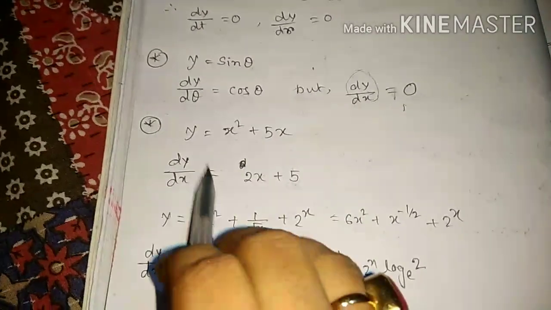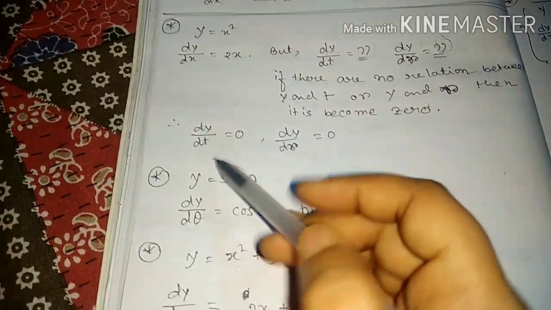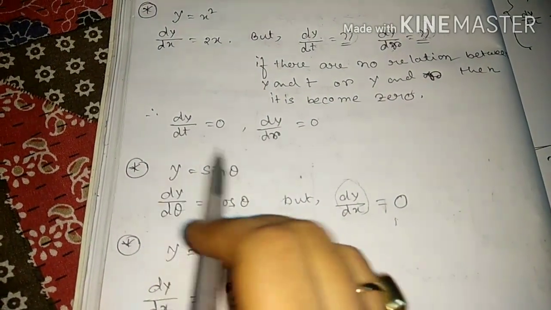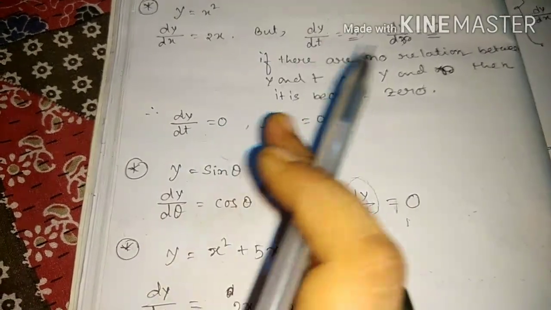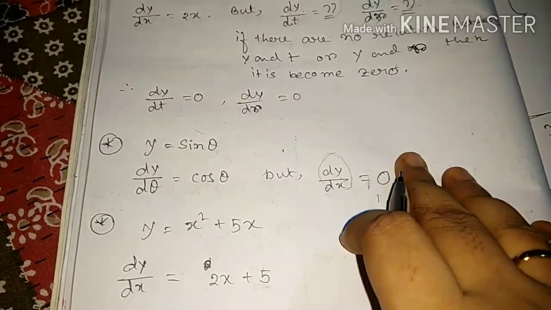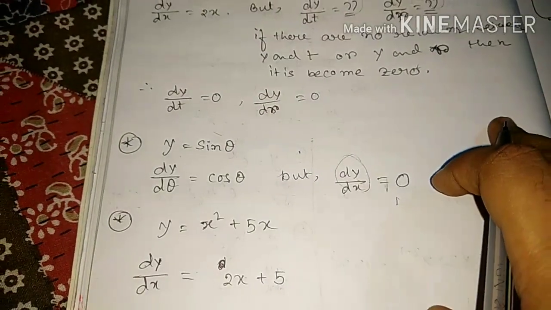So this is the factor you have to remember: whatever variables are present in the relationship, differentiation is solved between them only, not with any third or fourth variable.